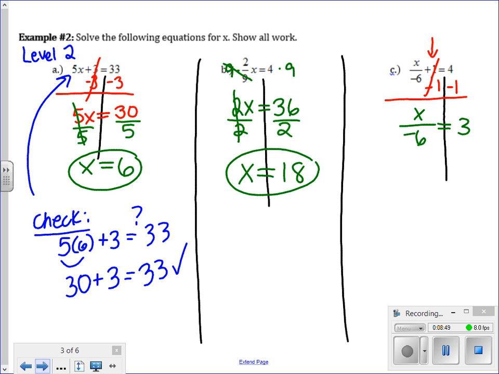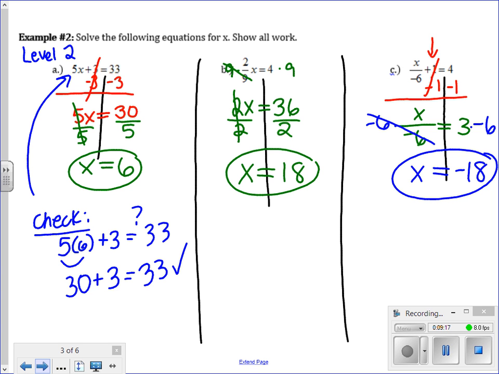Now I do have a fraction, but this fraction is pretty easy to take care of. It's x divided by negative 6. In order to undo division, I multiply both sides by negative 6. That makes them go away on the left and just leave me with x. And I now multiply 3 times negative 6, which is negative 18. You can go ahead and check your work by taking negative 18 and putting it in for x and see if we were correct.